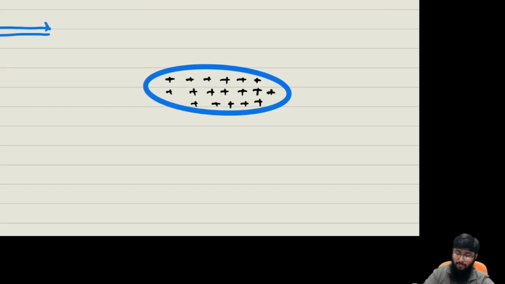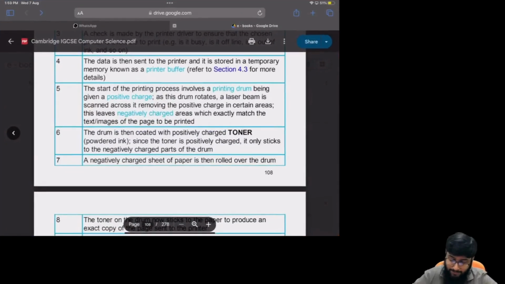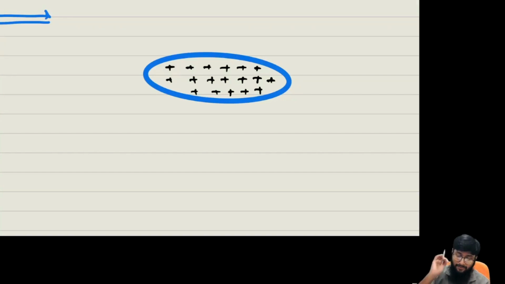Once you have provided the positive charges to the drum, what is going to happen? Just after that, a laser beam is passing over this drum. For example, this is a drum, and you can see that there are positive charges. So the laser beam is going to pass over this drum, and it will be removing the positive charges from those areas where you need to have the printing, leaving the negative areas behind.